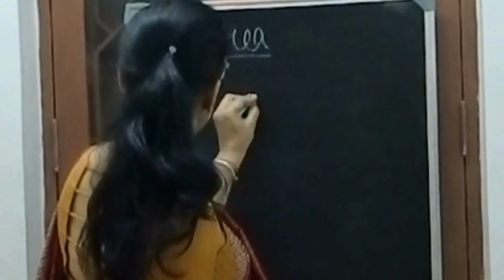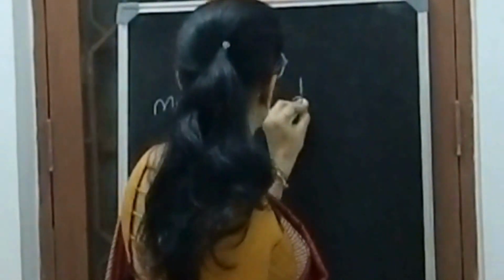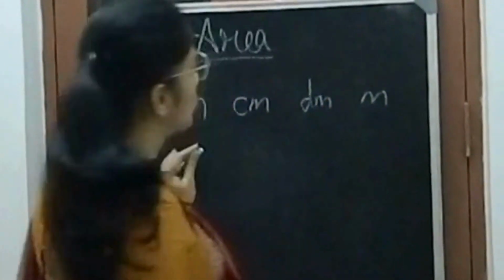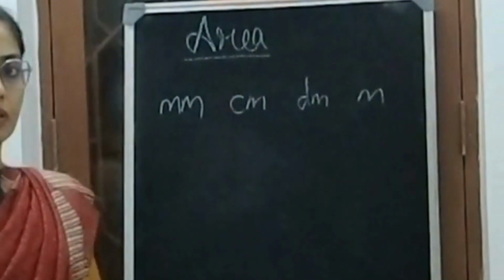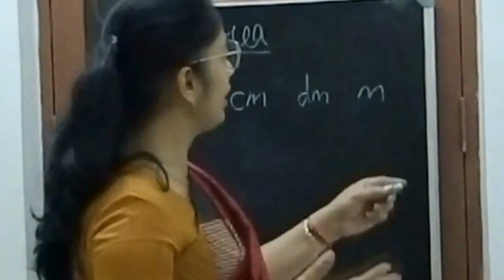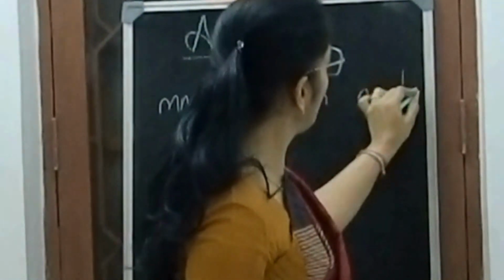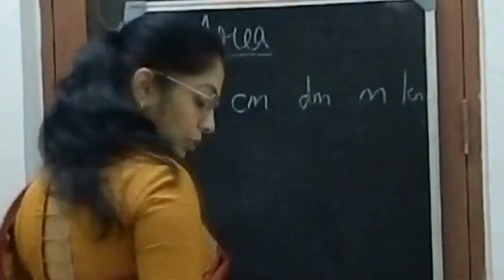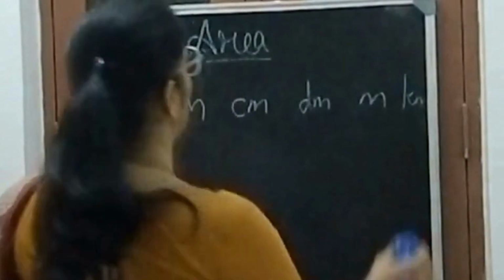Millimeter, centimeter, decimeter and meter. These are the units to be used. These are smaller units, not the bigger units. When we go bigger, we might go to kilometers and yards. Okay? For now we are doing these 4 units.